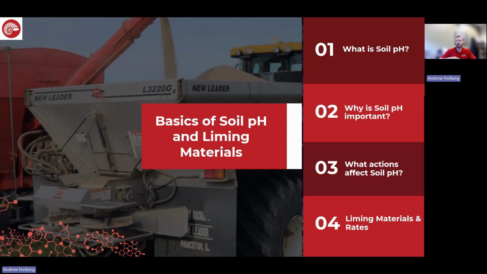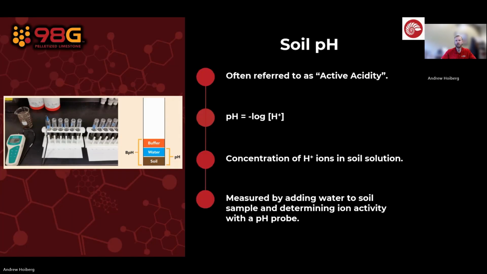So we've got four main topics that we're going to cover today, and the first, of course, is just kind of a background on what is soil pH. The second is, why is it so important? Why do we care about it? Which are things that I think most of you probably already know, but it's always good to go back and get a refresher on some of that. And then also looking at what type of things influence and affect soil pH. And then we'll finish up with some information about liming materials and different liming rates.